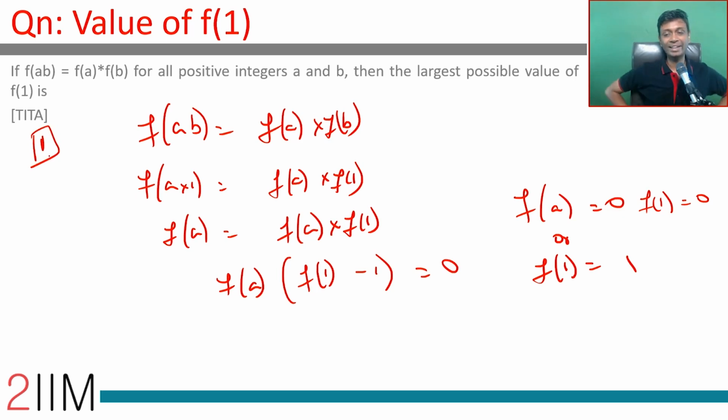The largest possible value of f of 1: f of 1 could either be 1 or it could be 0. If it is the constant function f of a equal to 0, then f of 1 will also be 0. If that is not the case, then f of 1 is 1. The largest possible value of f of 1 is 1.